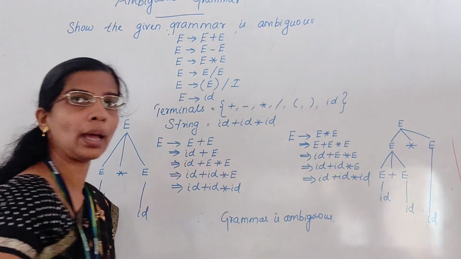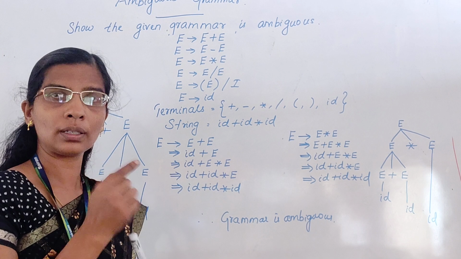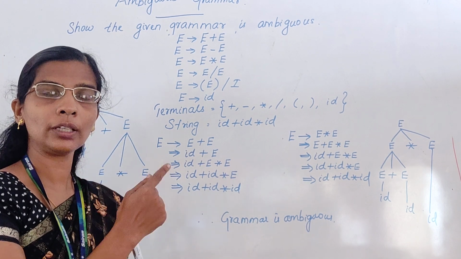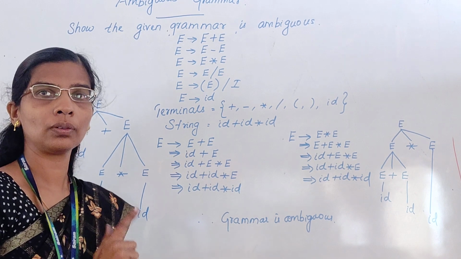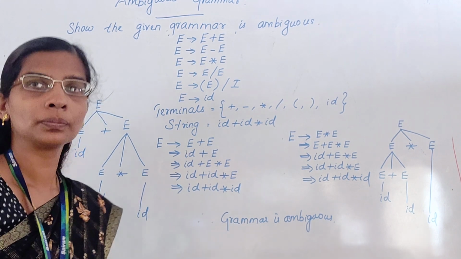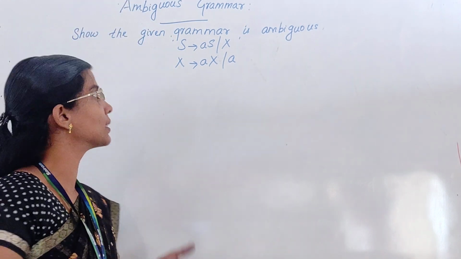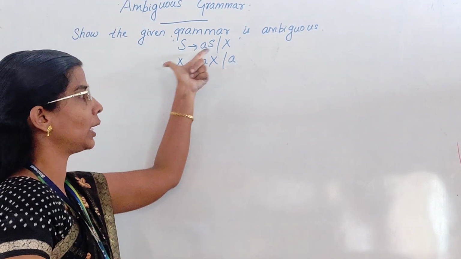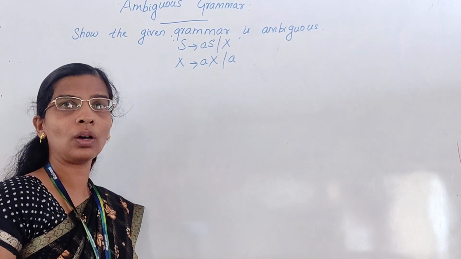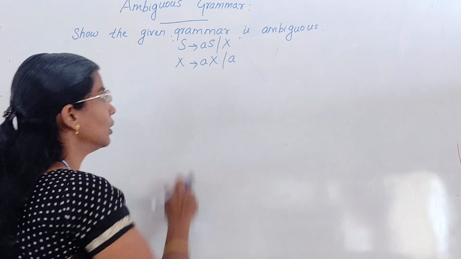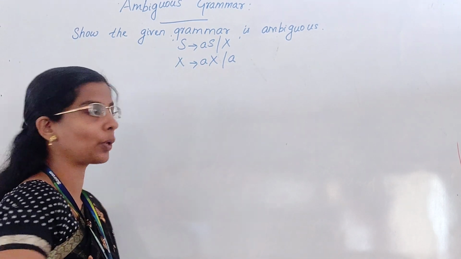So what is ambiguous grammar? If, for at least one string in my grammar, I can generate two different parse trees, the given grammar is ambiguous. We'll discuss one more example. Say our next example is S tends to AS or X, and X tends to AX or A. So we start with the start symbol. Our start symbol has two different productions.